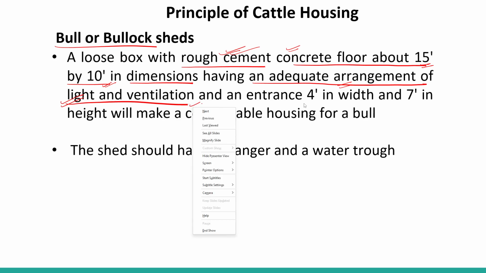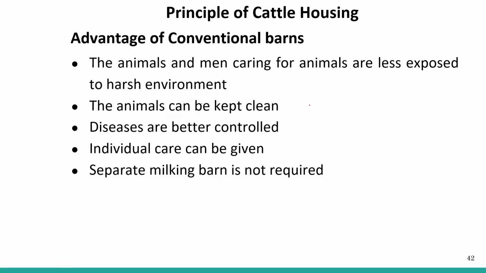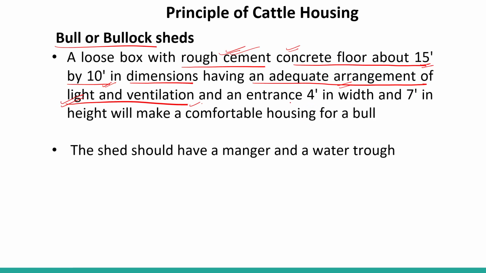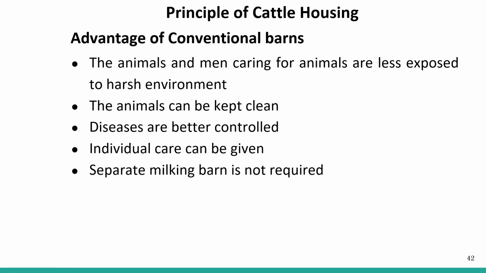The entrance must be 4 feet in width and 7 feet in height and will make a comfortable housing for the bull. The shed should have a manger and a water trough. So there should be a proper manger for the feeding to these bull or bullocks and a proper water trough also.